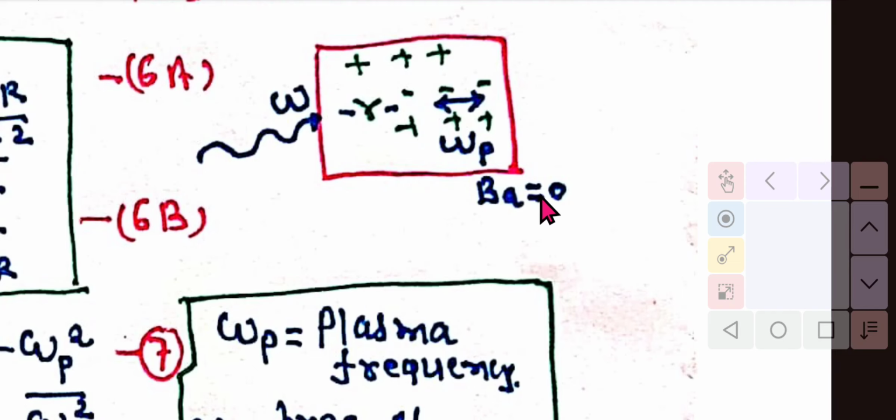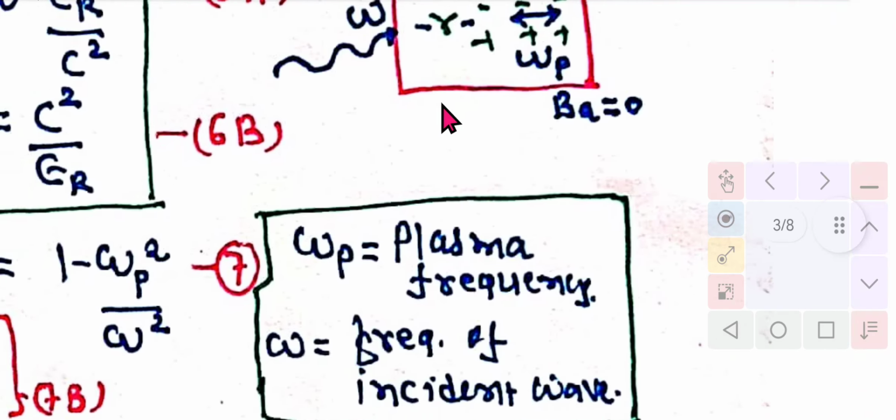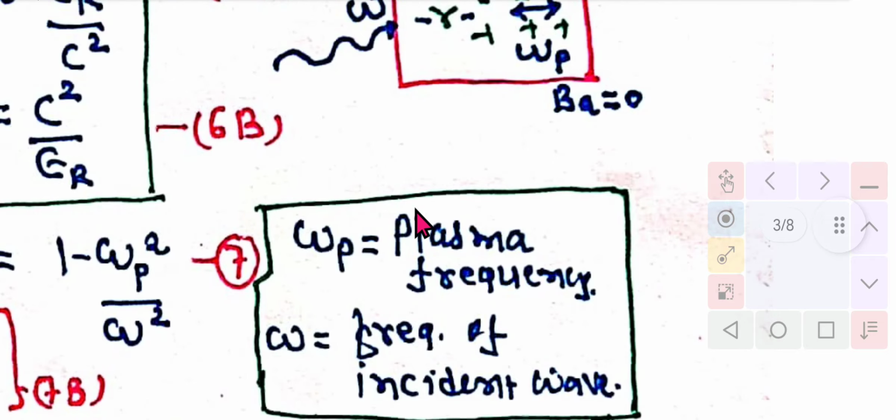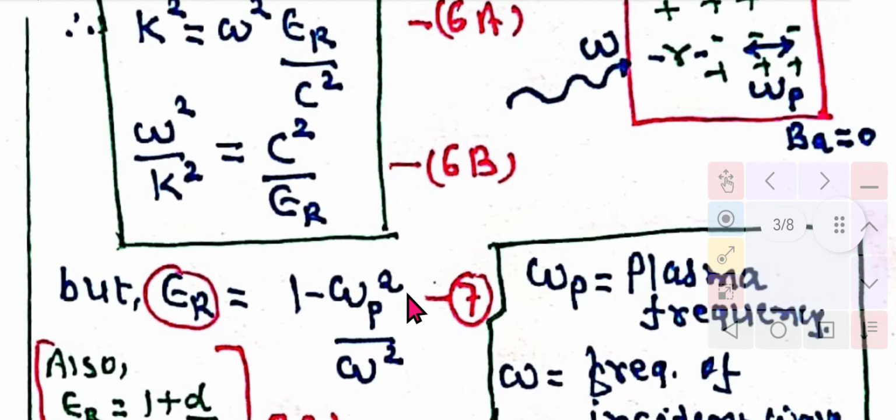Applied magnetic field equal to 0. Thus our wave is incident on this dielectric material, plasma. Now the question is whether the wave incident on this plasma will penetrate through the plasma or not. So it is a very useful condition. Omega p is the plasma frequency, omega is the frequency of the incident wave.